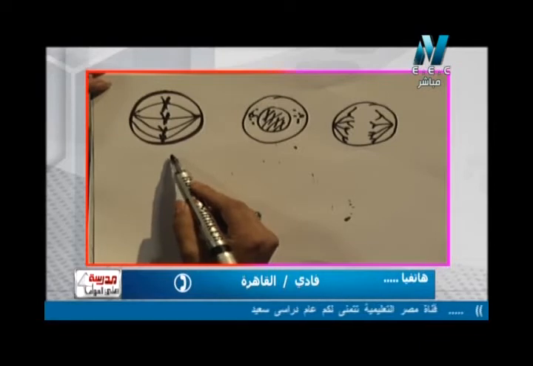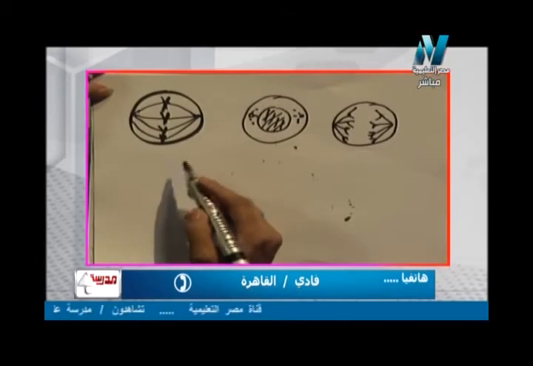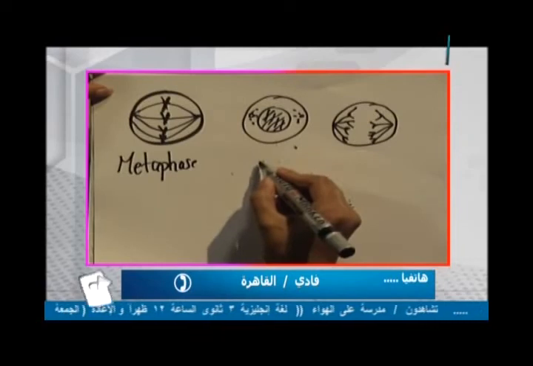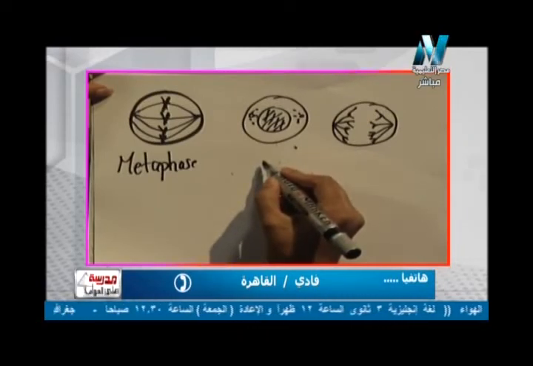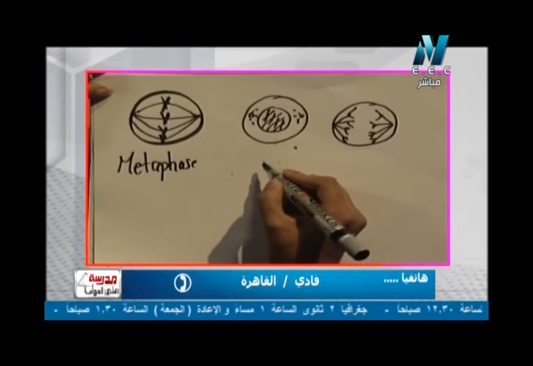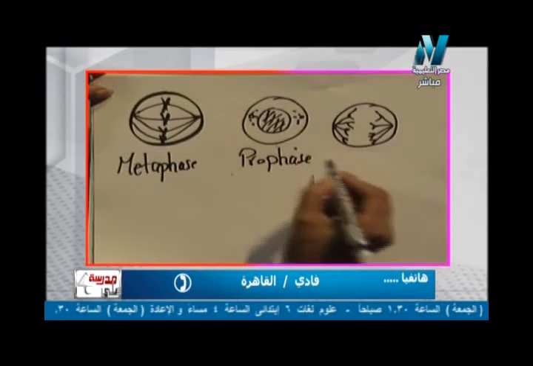What's the question? I want to answer the question on the page. Okay Fadi, go ahead. This is the phase, what do we call it, Fadi? The first picture is metaphase. Excellent. Okay, the second one, telophase. Do you see one cell or two cells, Fadi? Sorry, prophase. Very good. Okay, the third picture.